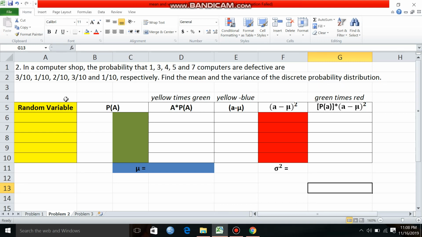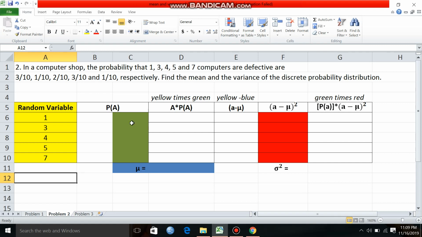Now, the first thing that we need to do is to put all the corresponding values of the random variables. The values of the discrete random variables are 1, 3, 4, 5, and 7.